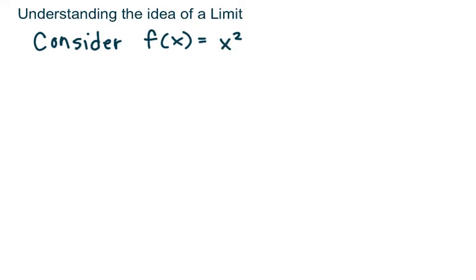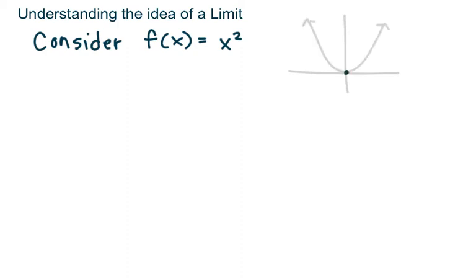Welcome. In this video, we're going to begin discussing limits, and we're going to talk about finding the limit of a function that has a domain of all real numbers. So in this situation, we're going to be considering the function f of x equals x squared, which is a polynomial. It's a parabola, a quadratic function. This is going to be your standard polynomial that opens up. And we know the graph of this polynomial.